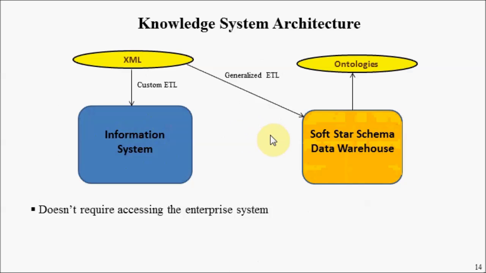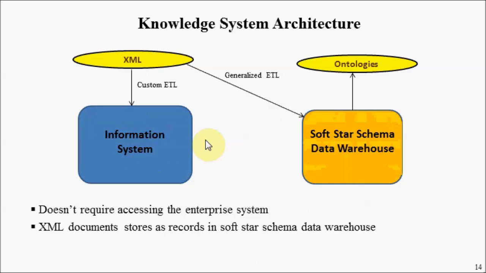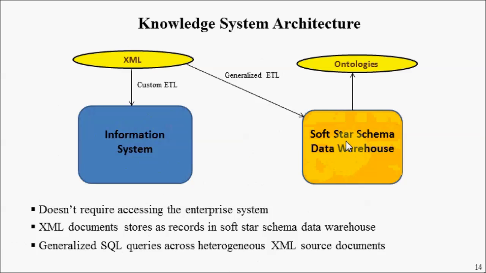And so now the advantage of this architecture, this alternative, is the following. First of all, we no longer require access directly to the information system here. Secondly, as I've already pointed out, we're able to pull in XML directly into our soft schema data warehouse here. And more importantly, with this very generalized data schema here, we now have the ability to write very generalized, very powerful SQL queries that are heterogeneous, that can cross different kinds of XML documents.